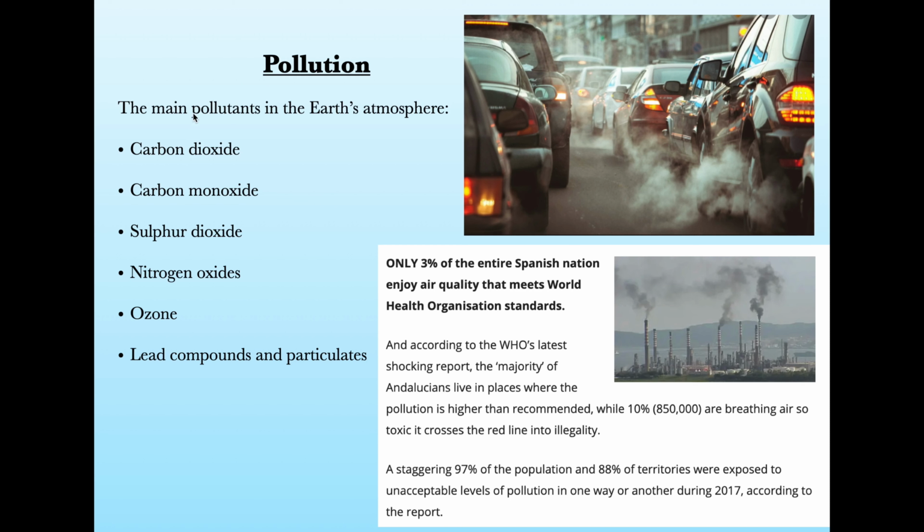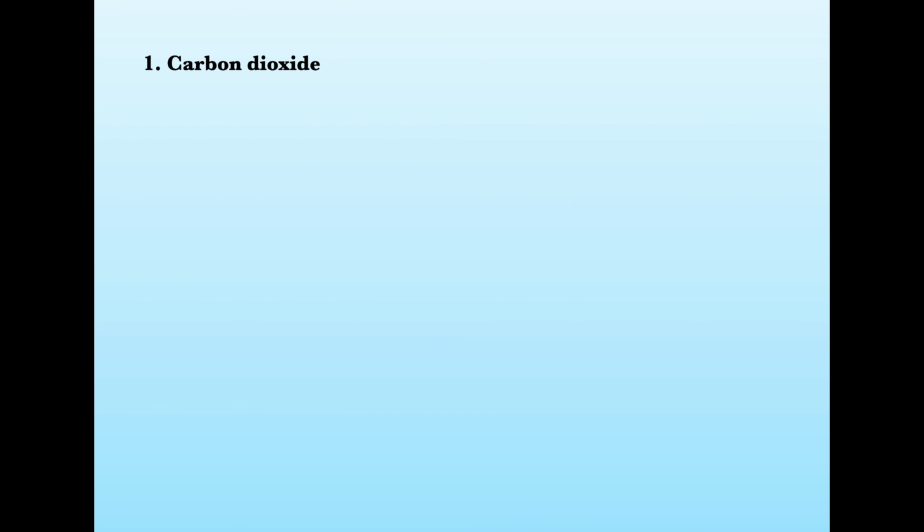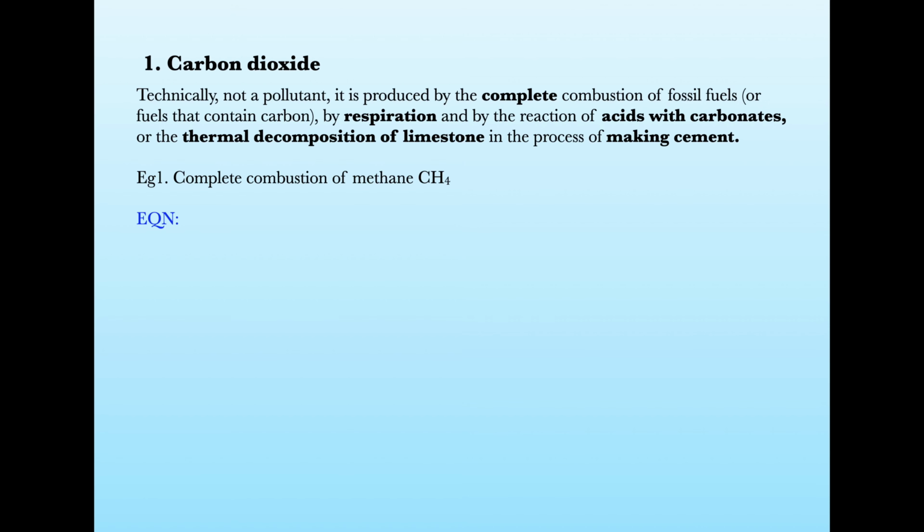So the main pollutants in the Earth's atmosphere are listed here. We're going to go through them one by one and have a chat about them. Here's carbon dioxide. Now, technically, carbon dioxide is not a pollutant as it's always existed in the atmosphere and it's produced by natural processes.